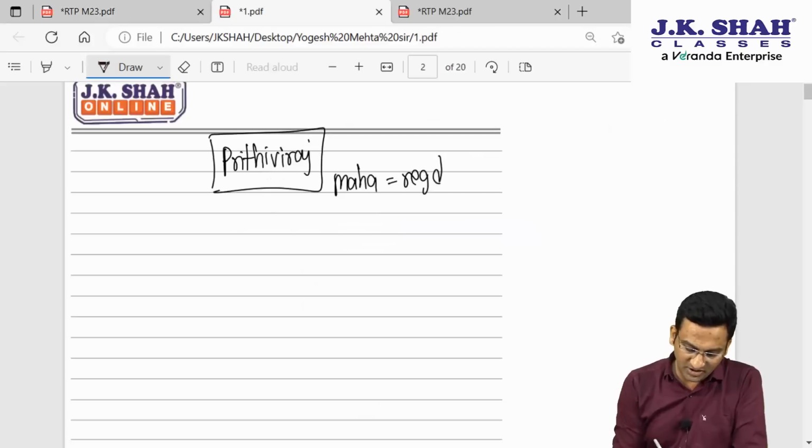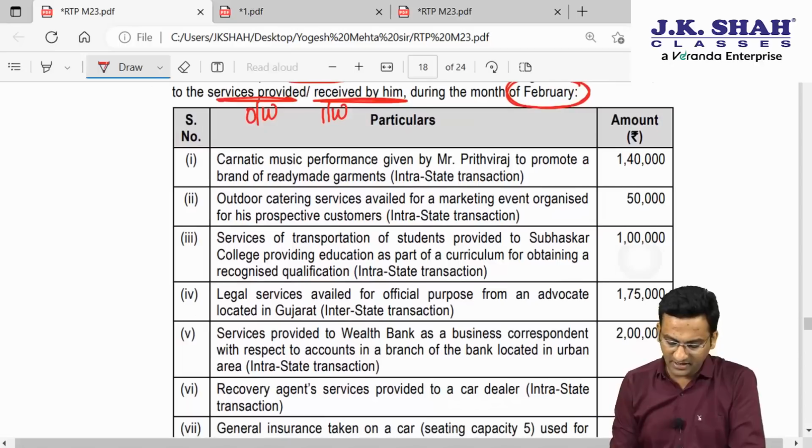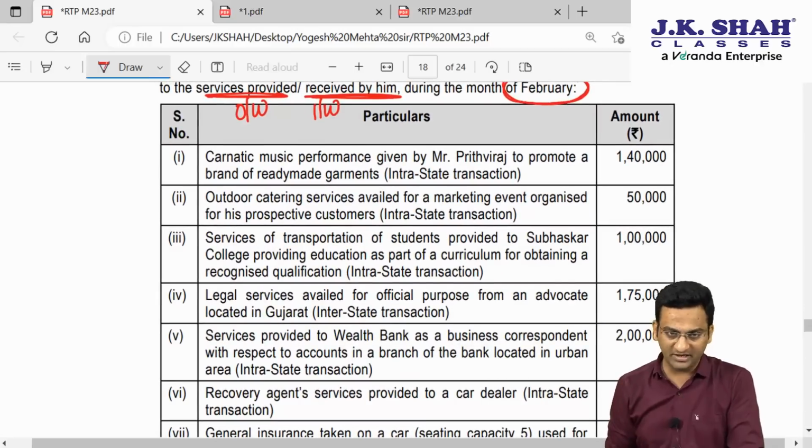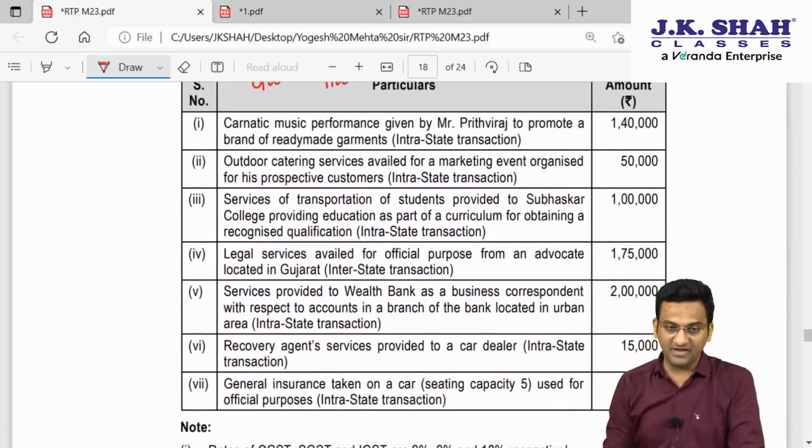So friends, the question given is of the month February, and he is registered under GST in the state of Maharashtra. In the given table, the details of both outward and inward supply are given. And there are 6 transactions, friends, which we have to solve.